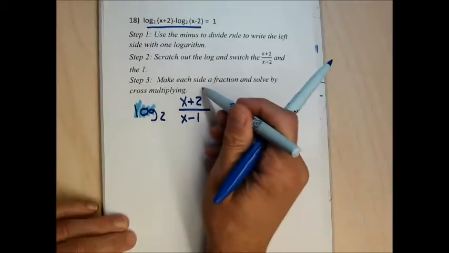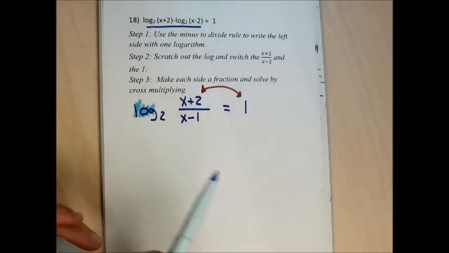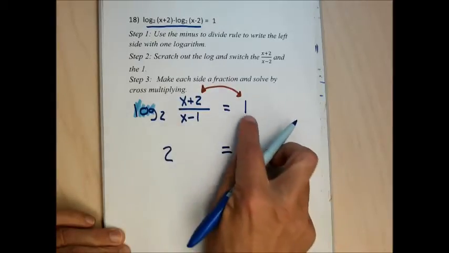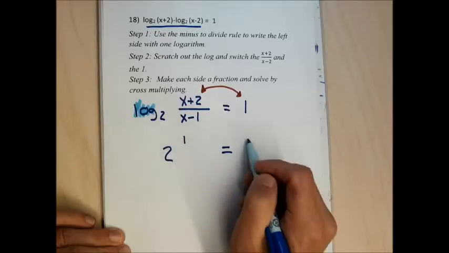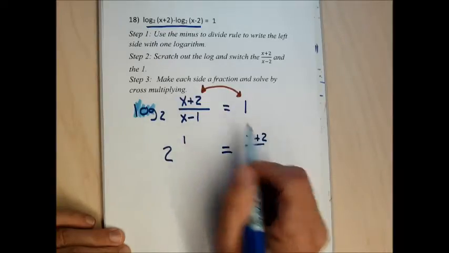Let's get rid of these logarithms. And the 2 is going to stay on the left-hand side. The equal sign is going to stay where it's at. The 1 is going to move to the left-hand side and become an exponent. The fraction is going to move to the right-hand side. That's what step 2 says to do.